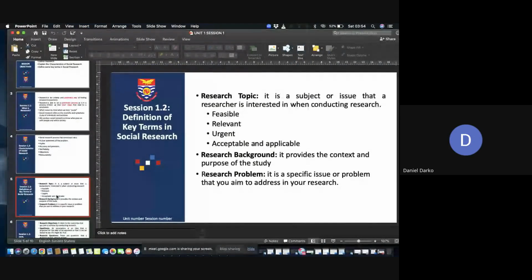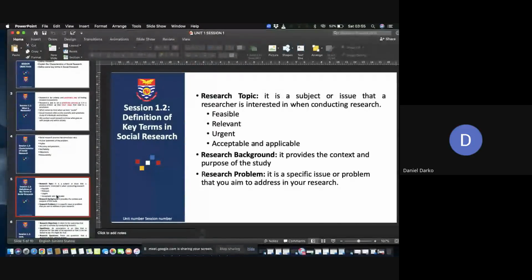Now, let's define some key terms in social research. The first term is research topic. Before you go to the field to do your research, you have to have a topic. Research topic is the subject or issue the researcher is interested in when conducting research. If you want to conduct a research, what is the issue? Is it teenage pregnancy? Is it unemployment? Is it poverty? That is the topic we are talking about. The subject of interest is the topic.